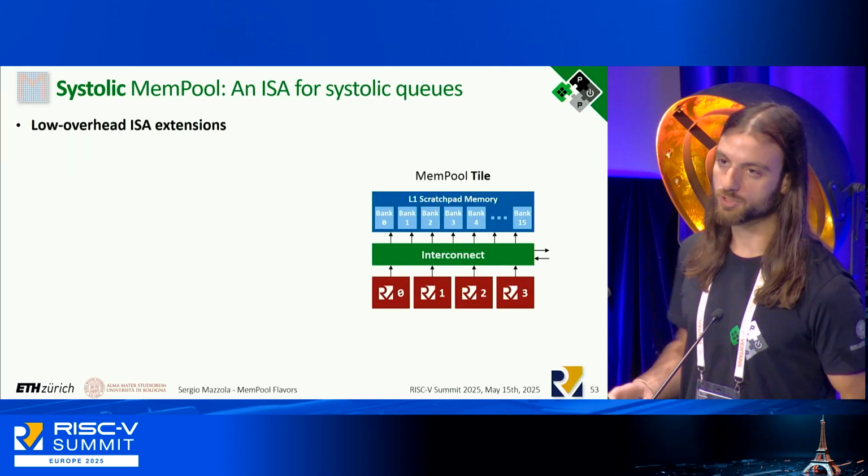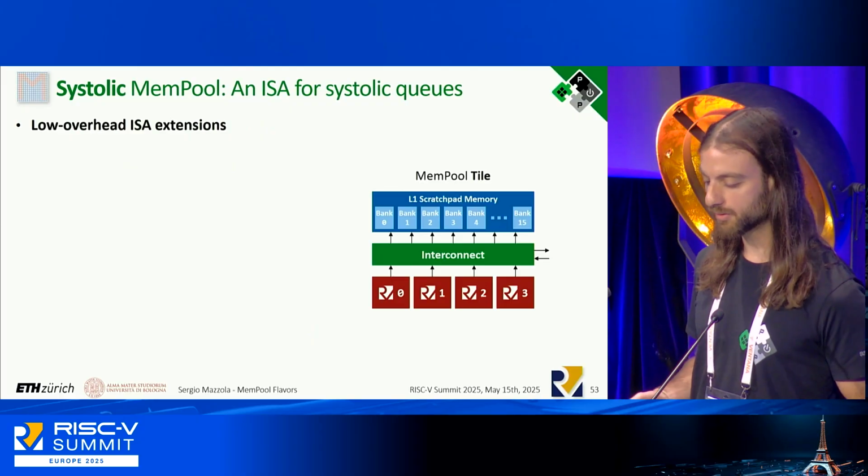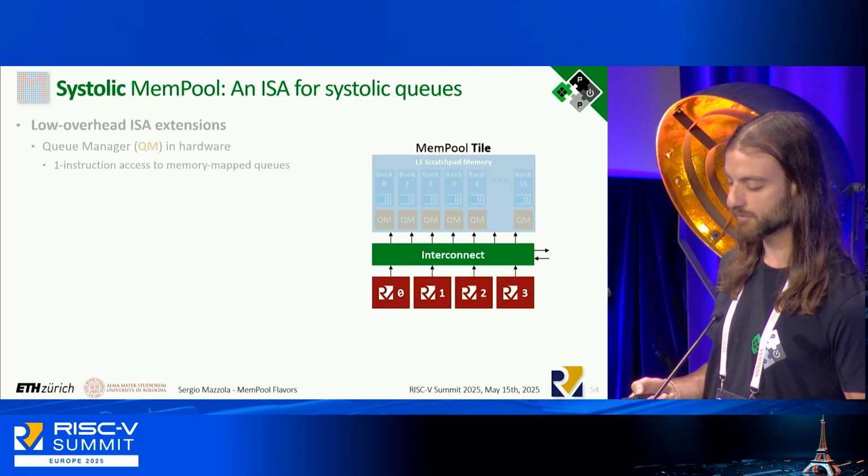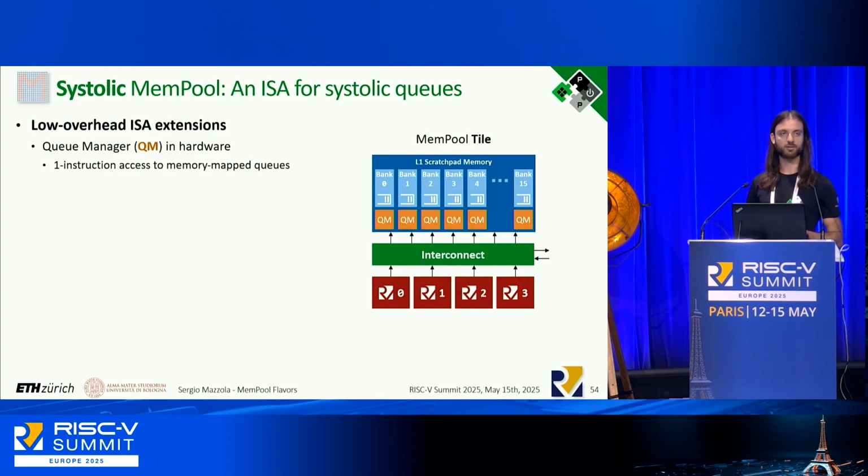We can do this efficiently in MemPool thanks to some lightweight ISA extensions. The first one of them is a queue manager that we implement in hardware for every memory bank, which allows every core to access all the memory-mapped queues in just one instruction. So we get rid of all the overhead that would be required for FIFOs, head and tail pointers.